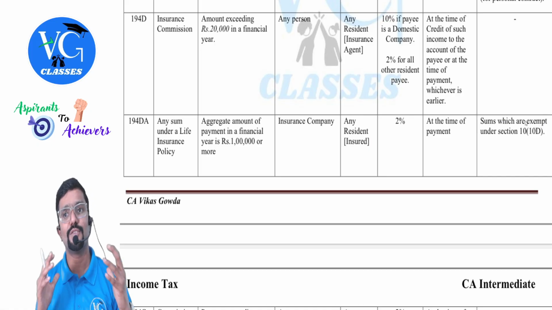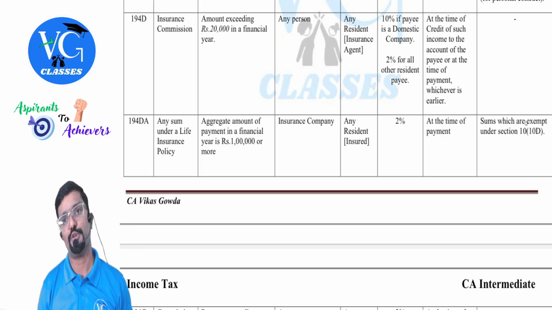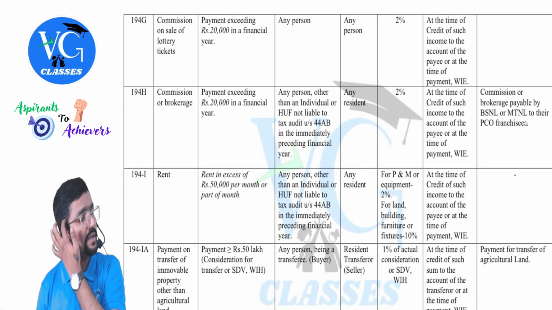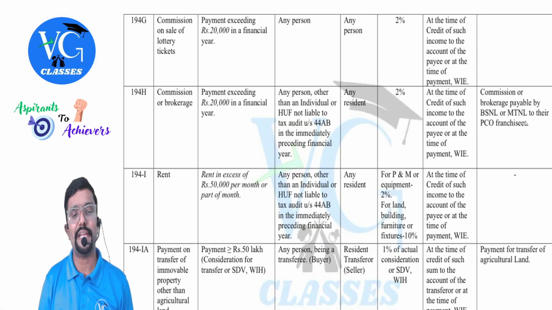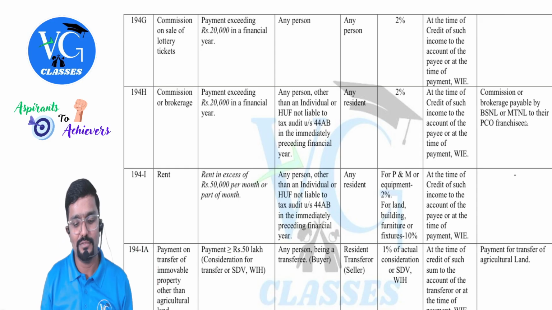People are scared of death, so they take the policy. So you can remember it like that. D is all connected to insurance. Okay, G is about gambling, so commission on sale of lottery tickets. Then H is also easy to remember. See how I will give the shortcut now. You will be impressed.